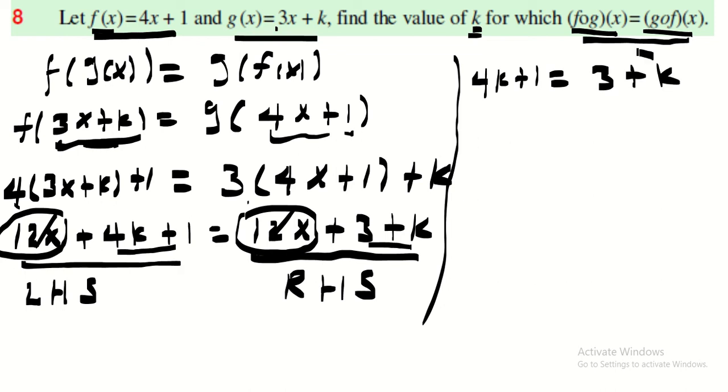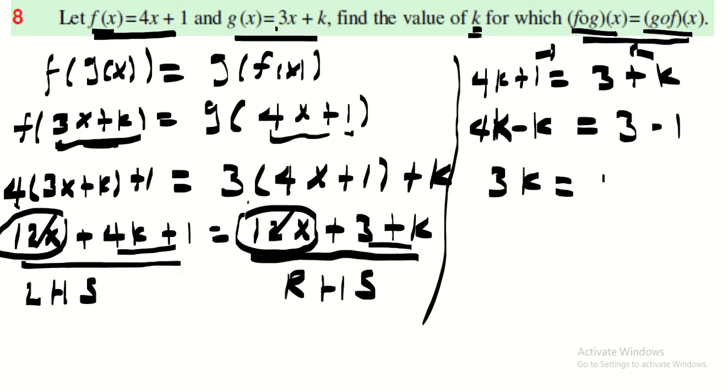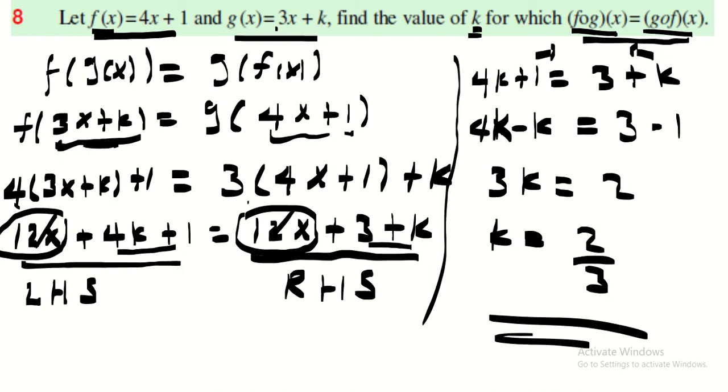Then reshuffle, bring the k here. It means 4k minus k will be, when I bring the k from the other side, equal to, shift the 1 to the other side, 3 minus 1. 4k minus k will be 3k, which is 2. Then k is equal to, divide both sides by 3, 2 over 3. That is the number that we are looking for.